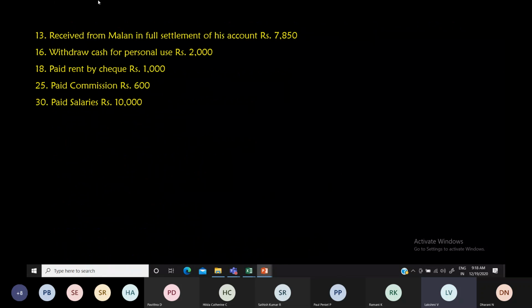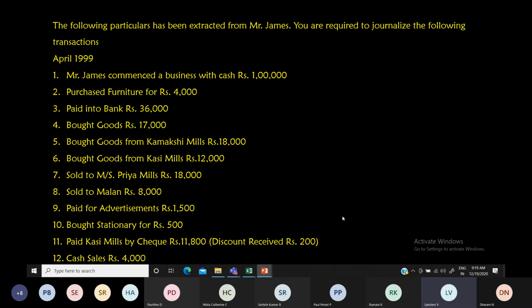And moving to the next transaction, received from Molan in full settlement of his account. So received from Molan in full settlement of his account means you have to look over what all the transactions were with Molan before this. You have to find out what the transactions were previously, whether you have made a sale to him or you have purchased from him. You have to think it over, and accordingly post the transactions.